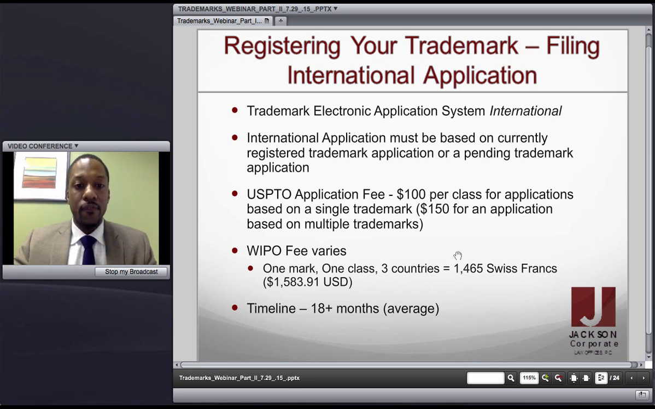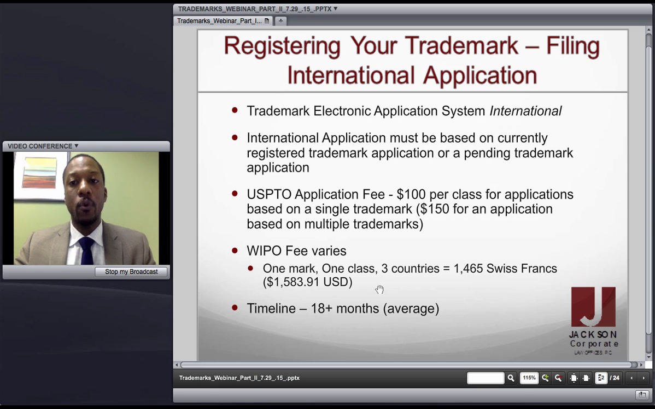Now, if you are trying to file a U.S. trademark based on an international application, then it's $100 per class if you're basing it on a single trademark, $150 per application if it's based on multiple trademarks. And so we just went through and we did kind of an example.